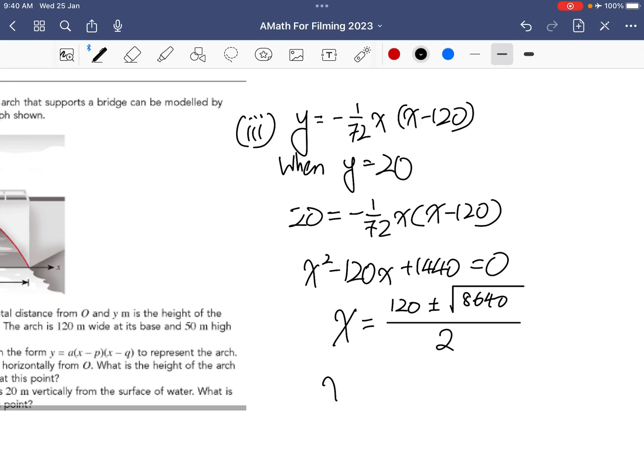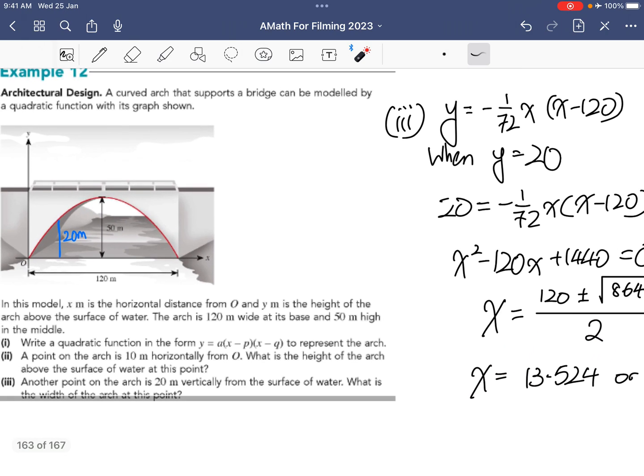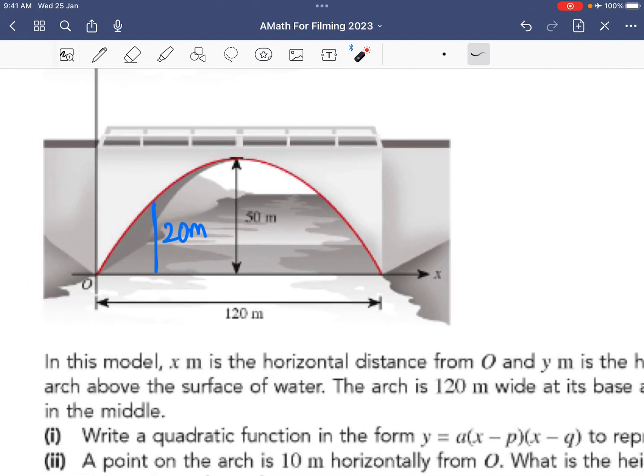What I should get is this. My x value is equal to 13.524 or 106.48. Okay, now these two values are very important, here and here. Okay, 13.524, what does it mean? Okay, back to our diagram again.